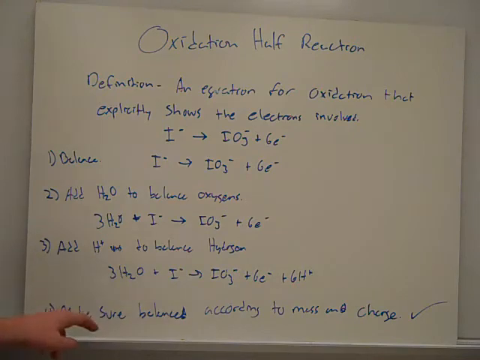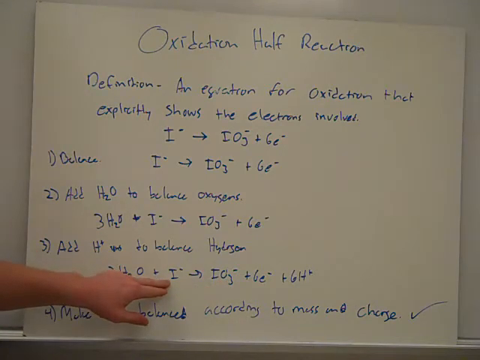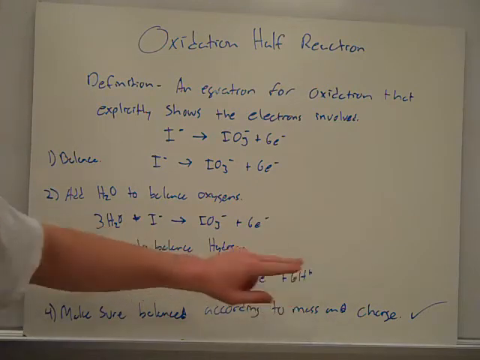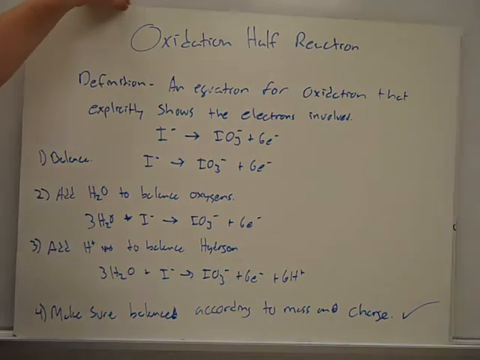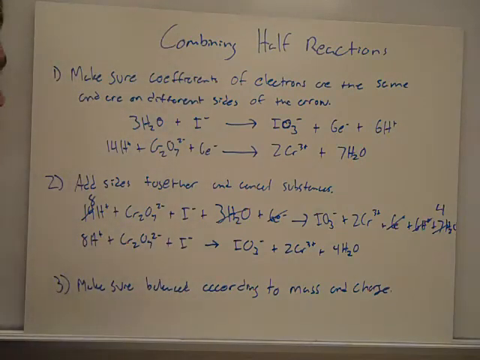And then step 4, make sure it's balanced according to mass and charge. You got 6 hydrogens, 3 waters, or 3 oxygens, 1 iodine, 1 iodine. Let's check the charge. 1 minus on this side, 1 minus, 7 minus, plus 6, that's 1 minus also. So now we go to combining half reactions.